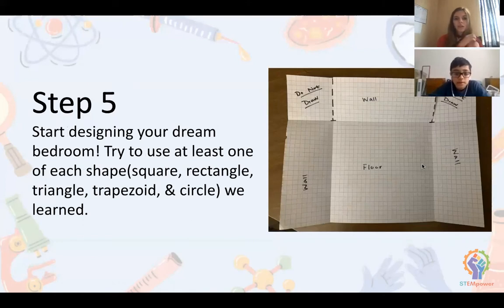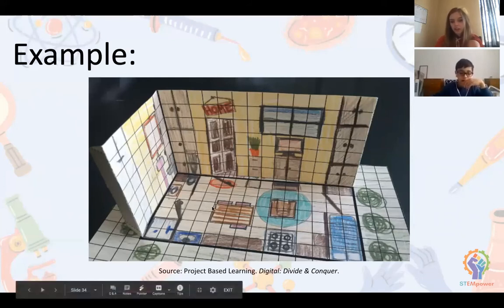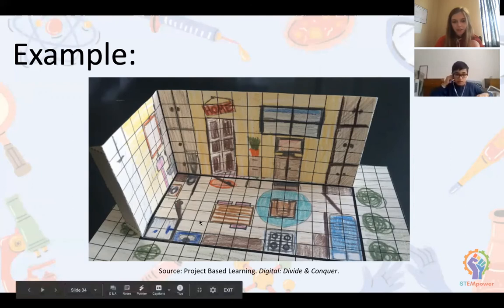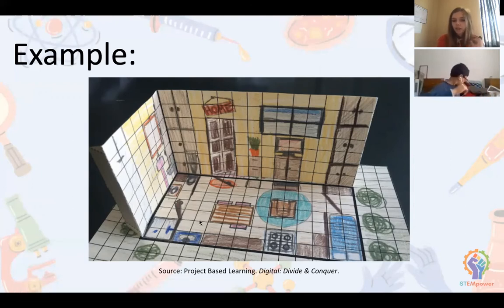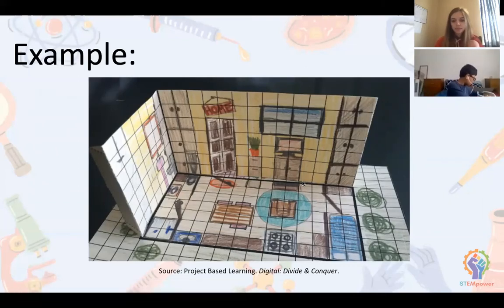Okay, so now try to use at least one of each shape we learned, square, rectangle, triangle, trapezoid, and circle, to start designing your bedroom. So here's an example of a bedroom. And obviously it does not need to be this much detail, but you see the circle here, a square, another square, a lot of squares, a lot of circles mainly. Try to use some trapezoids and triangles as well in your design, like this is a triangle. And design your home.